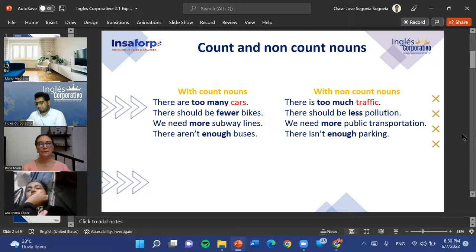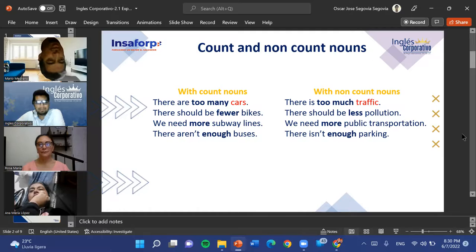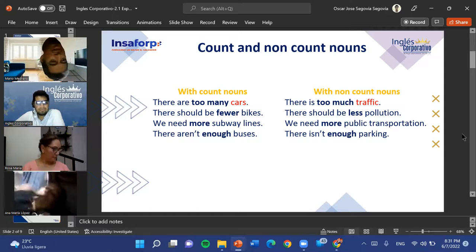I don't know if it's the same case for the word parking, because yesterday I tried to realize the exercise, and for me, parking is countable, but in the exercise appears that non-countable. It is non-countable. So I don't know if the same case.